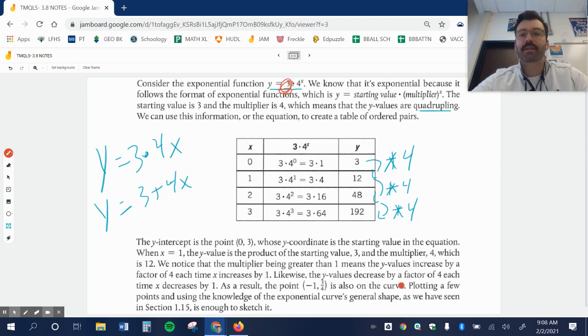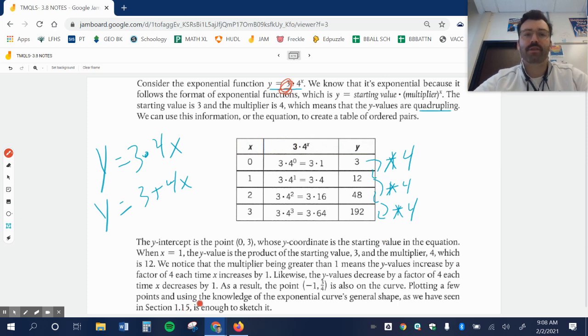Likewise, the decrease is a factor of 1/4. So if I have -1, I would have gotten 3/4 because that's our ratio. If we're decreasing, so if I'm going down here, -1, -2, -3, -4, etc., dividing by 4, dividing by 4, dividing by 4. If we're working backwards. Obviously, if we're increasing, we're going to multiply by 4.